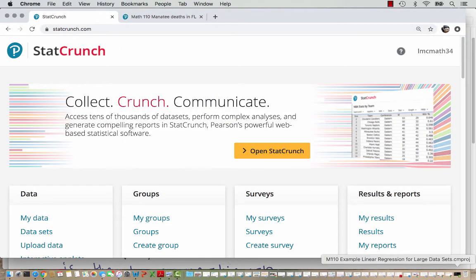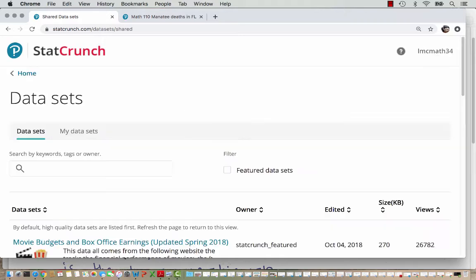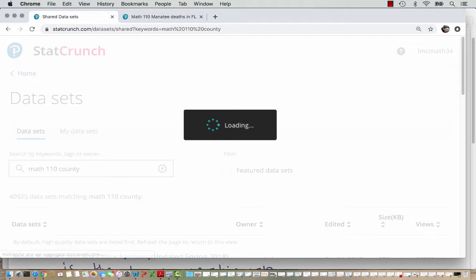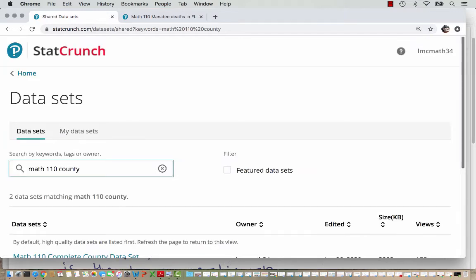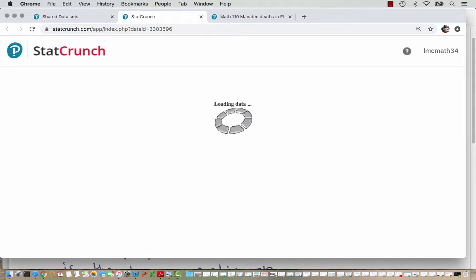So in StatCrunch, I am going to go to Datasets, and then I will search for M110 County. And there are two data sets. There's the even larger data set, the complete county data set. We want the first one, the county data set with just the 2017 values.